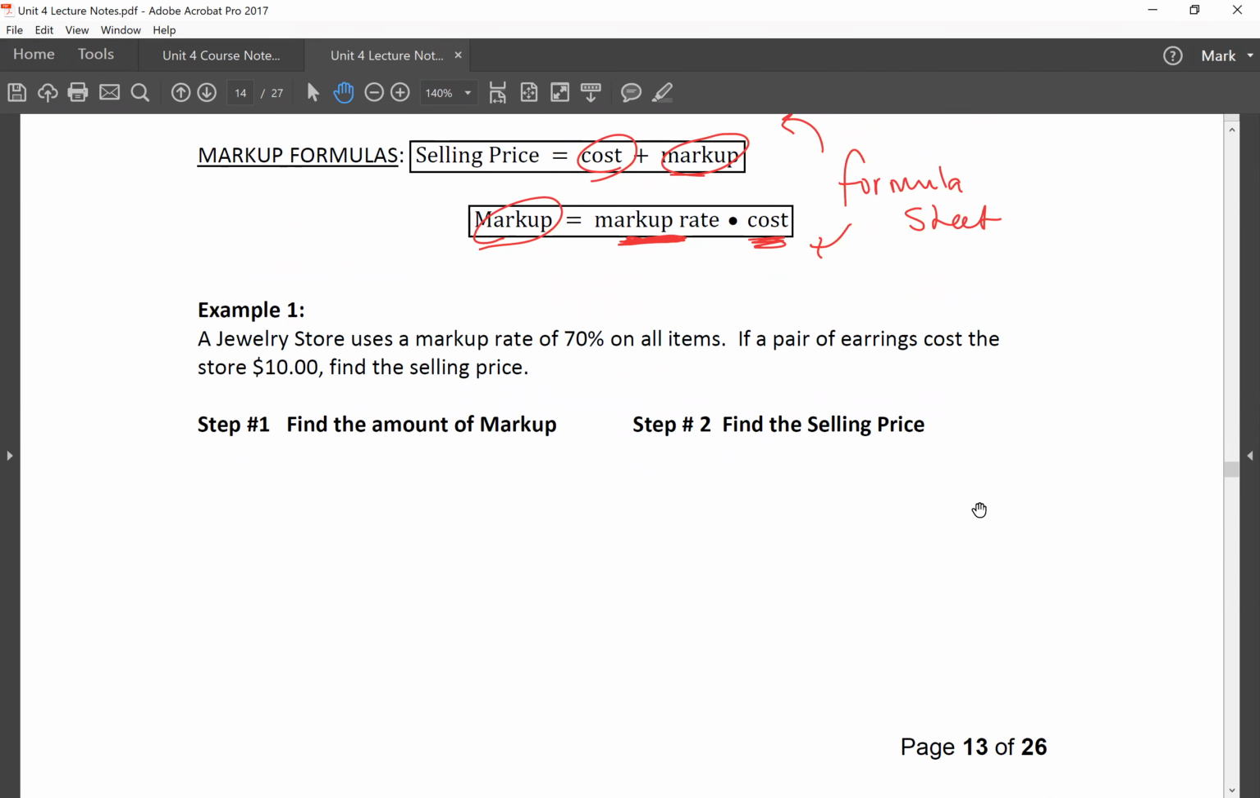Example number 1, a jewelry store uses a markup rate of 70% on all items. So every item they sell has been increased 70%. If a pair of earrings cost the store $10, find the selling price. Okay, so there's 2 steps here. Step number 1, how much money are we adding to this? Step number 2, what is the final price that the customer pays?